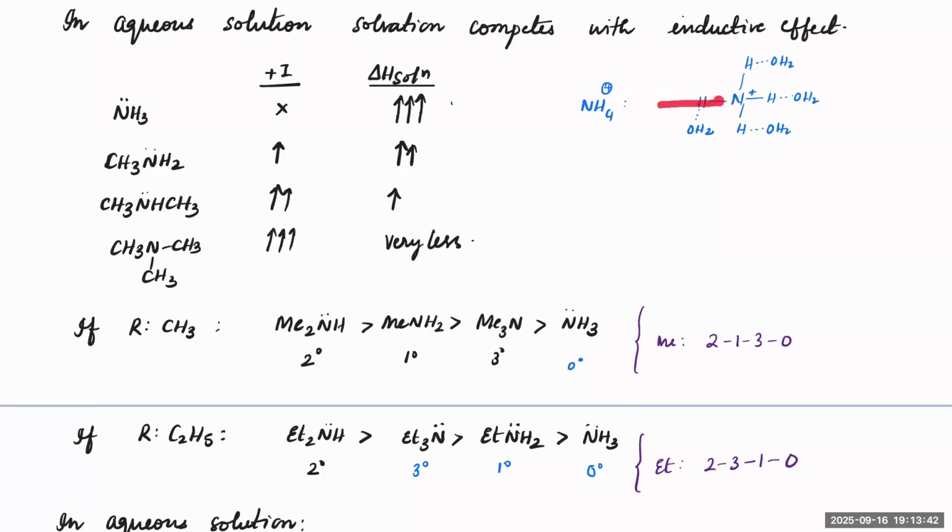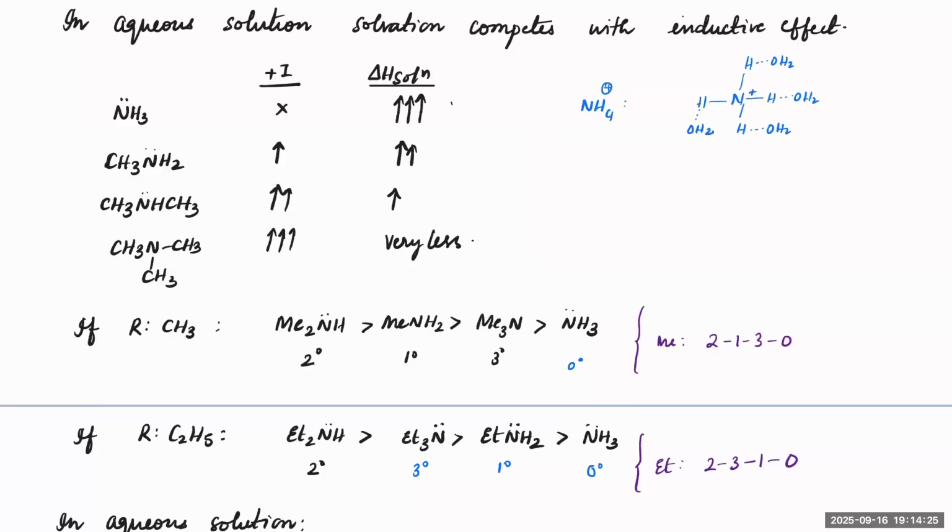So there are no donating groups to stabilize the positive charge via inductive effect here, but there is definitely strong hydrogen bonding which is trying to stabilize this positive charge, correct? So both factors will help actually. If there is any donating group, the inductive effect helps the stability, or if there is solvation, that also helps the stability. When it comes to solvation, more solvation means more stability, which means it will increase the basic character, isn't it?